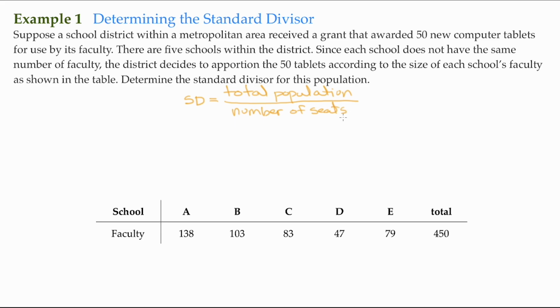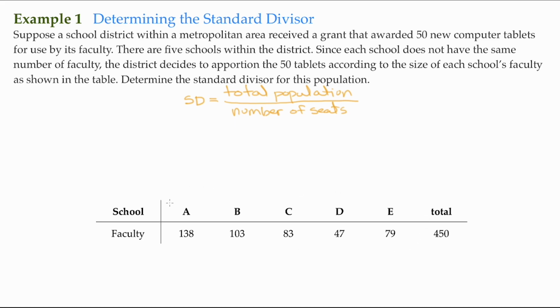Now the total population is the overriding size of the population of interest, and the number of seats is the number of items to be apportioned. So this problem states, suppose a school district within a metropolitan area received a grant that awarded 50 new computer tablets for use by its faculty. There are 5 schools within the district. Since each school does not have the same number of faculty, the district decides to apportion the 50 tablets according to the size of each school's faculty as shown in the table. And here we can see it here.